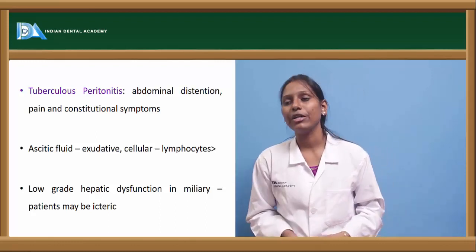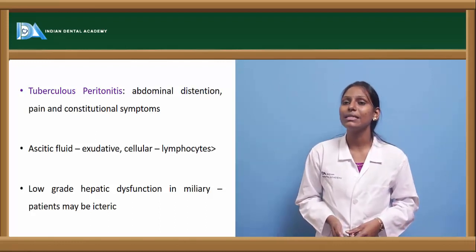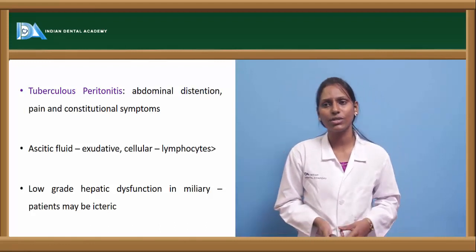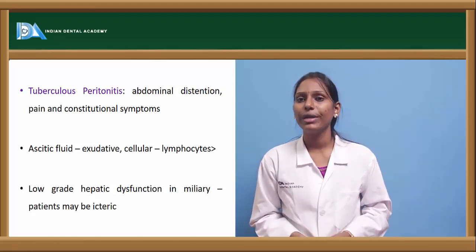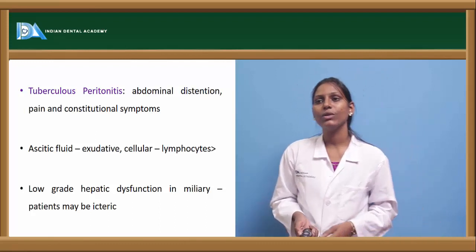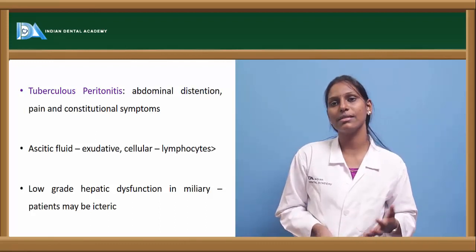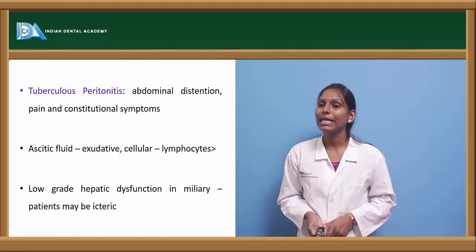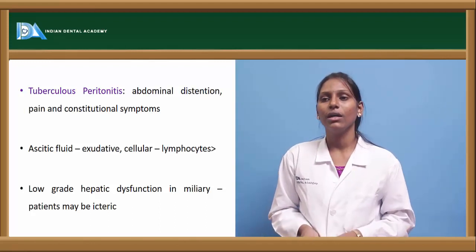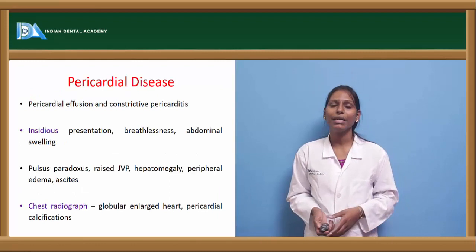Coming to tuberculous peritonitis, there we can see abdominal distension, pain and constitutional symptoms. Ascitic fluid is present, which is usually exudative, and we can also see a number of lymphocytes in this ascitic fluid. There will be low-grade hepatic dysfunction in miliary tuberculosis, and patients usually can be icteric.